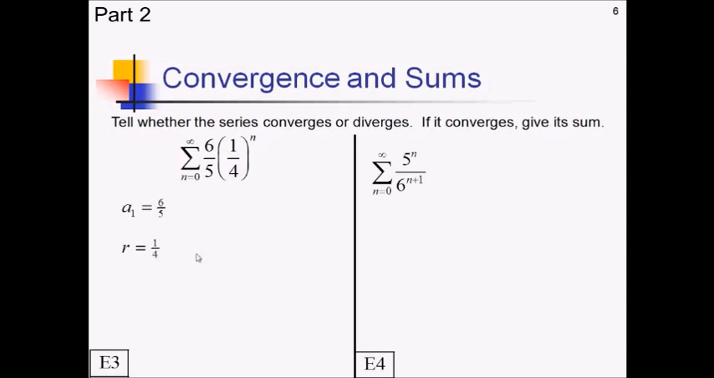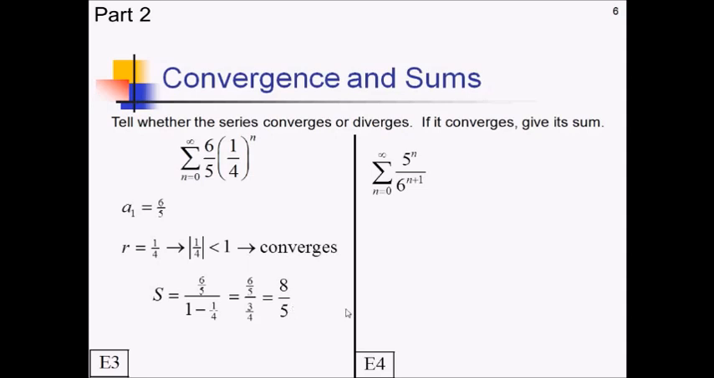And since 1/4 absolute value is less than 1, that means that we have a converging series here. So let's go ahead and find the sum. That's going to be a1, so 6/5 over 1 minus 1/4. So this is going to be 6/5 over 3/4. And then doing same change flip here, we've got 6/5 times 4/3. That's 24 over 15, which we can reduce to 8 over 5.